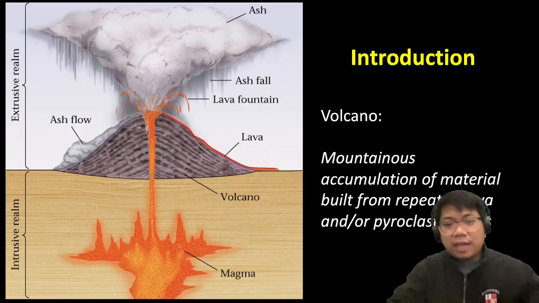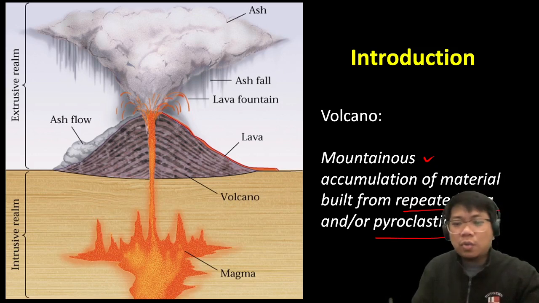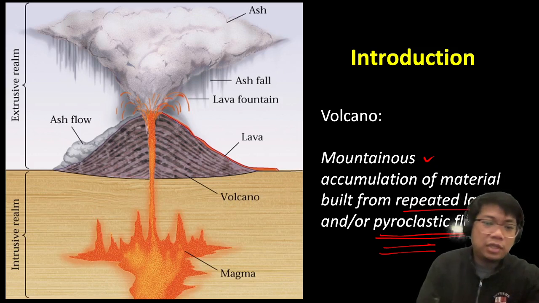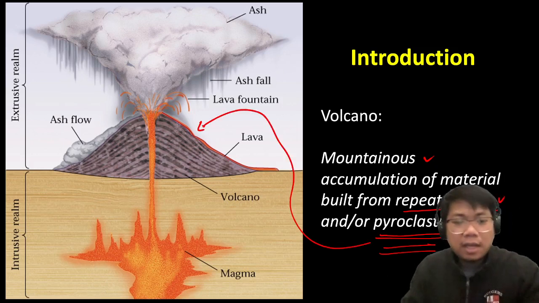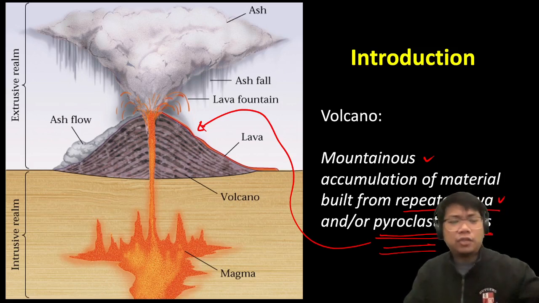All right, so what is a volcano? A volcano is a mountain that consists of repeated lava and or pyroclastic flows. Okay, I'm pretty sure at this point you should know what lava is all about, but we haven't really talked about pyroclastic flows yet. So there will be a specific slide that will talk about pyroclastic flows later on, so stay tuned about that. But I just want to let you know about this illustration, which is something that I think I already showed you when we learned about igneous rocks.